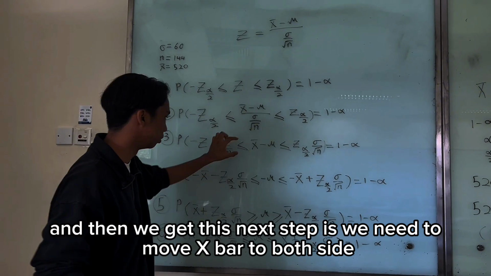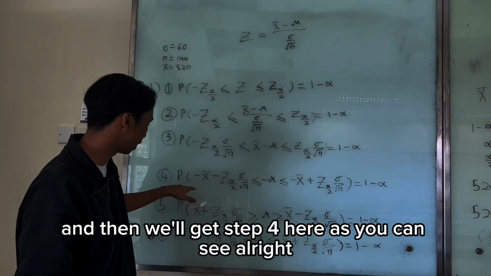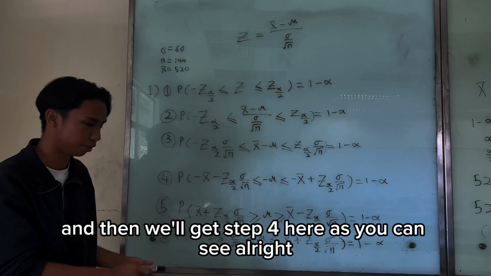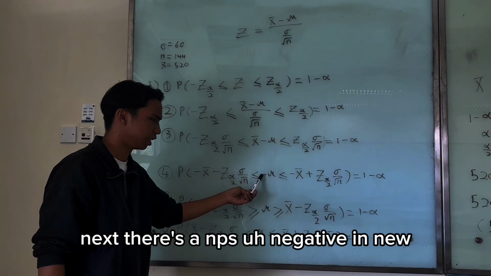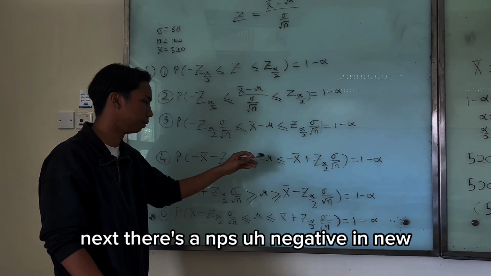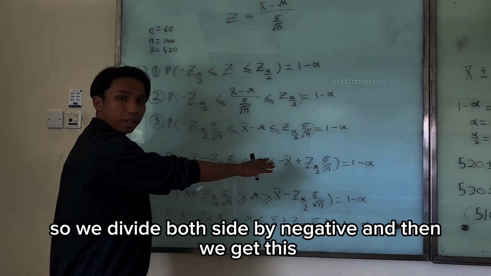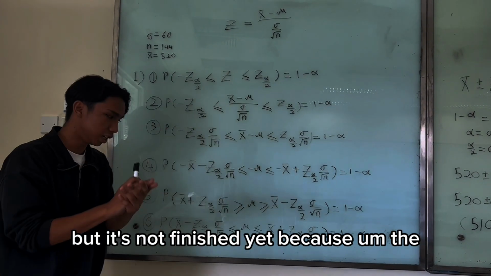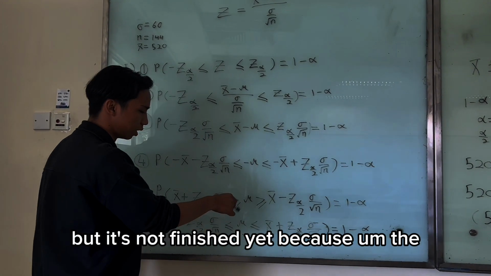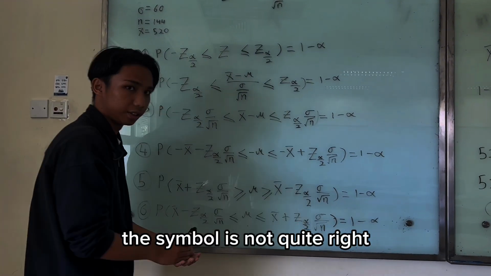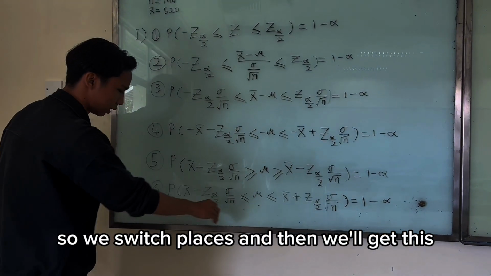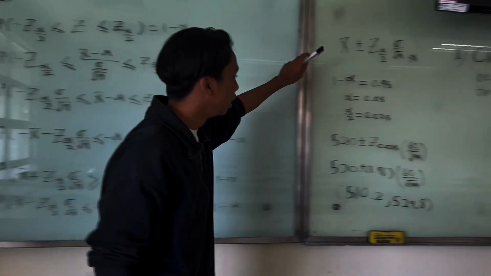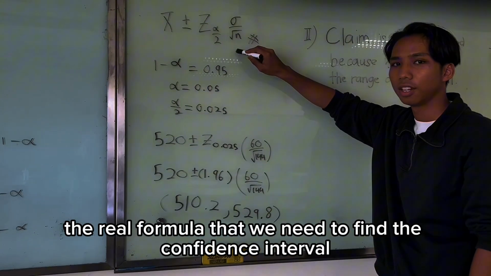Next, we need to move x-bar to both sides, and we get step 4 here, as you can see. Next, there's a negative in mu, so we divide both sides by negative, and then we get this, but it's not finished yet because the symbol is not quite right. So we switch places, and then we get this. By this, we get the real formula that we need to find the confidence interval.